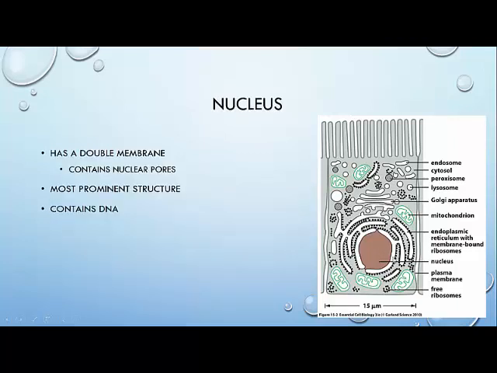The nucleus is the dominant membrane-bound organelle. It is surrounded by the double nuclear membrane, and it contains nuclear pores that allow for molecules to pass between the nucleus and the rest of the cell. As you know, the primary role of the nucleus is to contain the DNA.